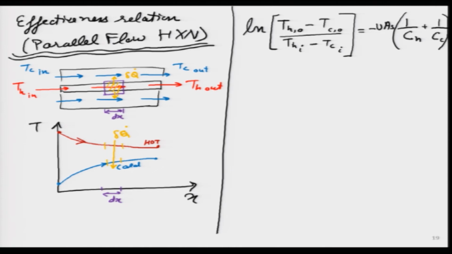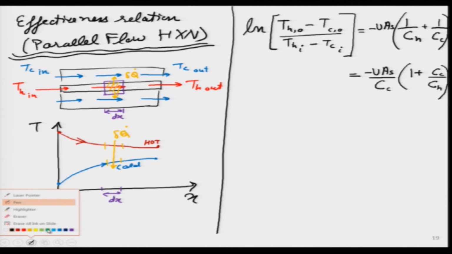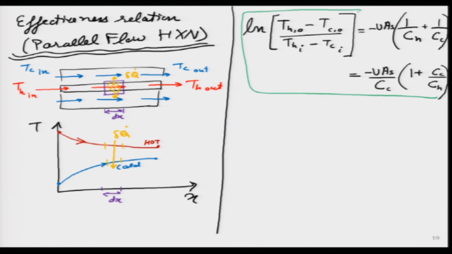So, this is where we are going to start, and I will bring one of these C's outside. So, I can write it in this way. Maybe I will bring the cold C outside. So, this is capital C cold and this will become 1 plus C_c divided by C_h. Okay. And let me circle this particular point and call this equation number 1. So, this green thing is my equation number 1.